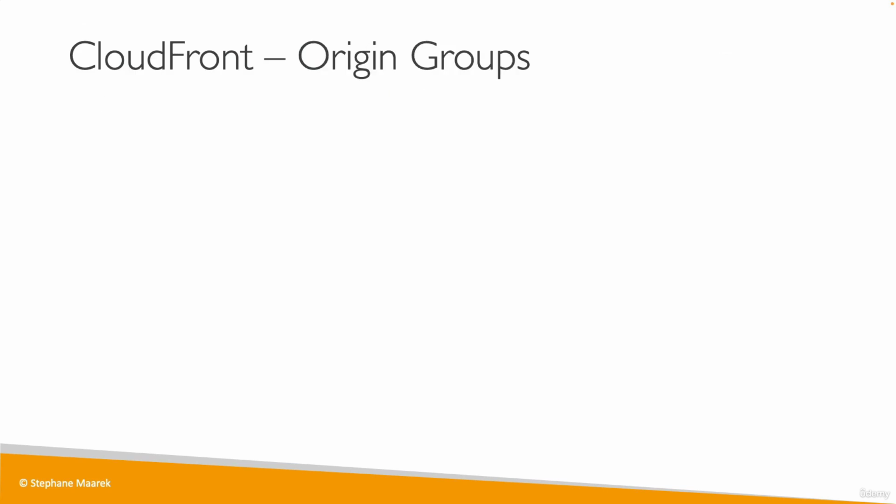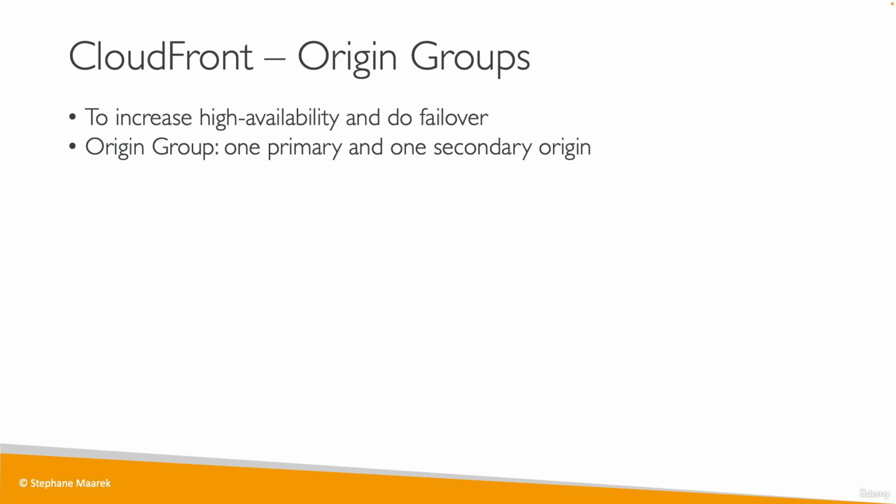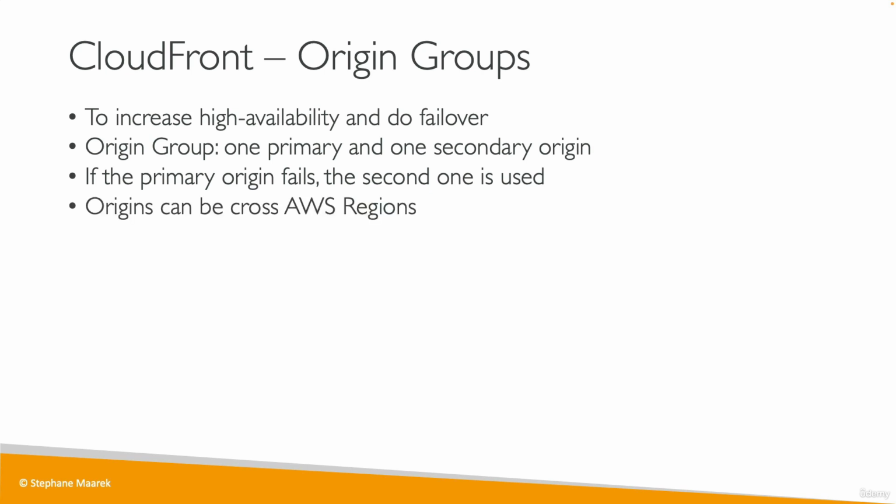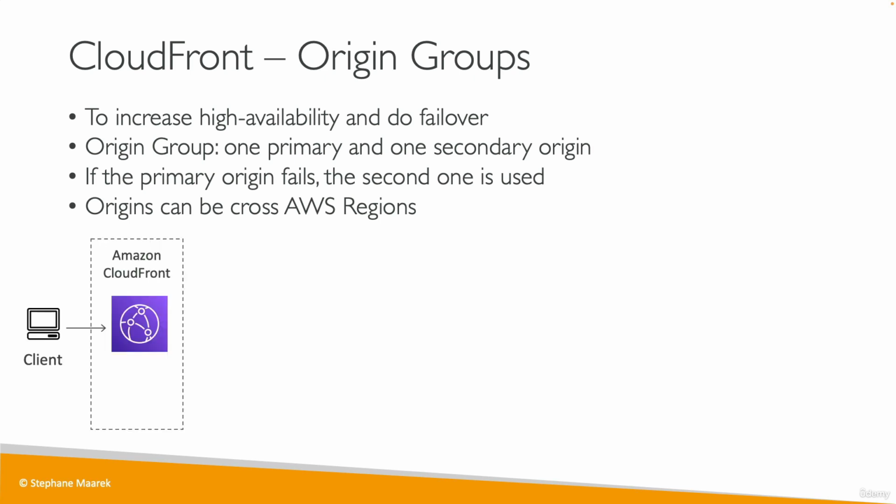Okay, finally, we have origin groups. This is to increase high availability and do failover. An origin group has one primary and one secondary origin, so that if the primary origin fails, then the second one is used. And the beautiful thing is that the origins can be cross AWS region, which is good for disaster recovery.